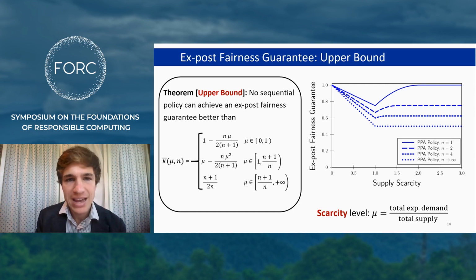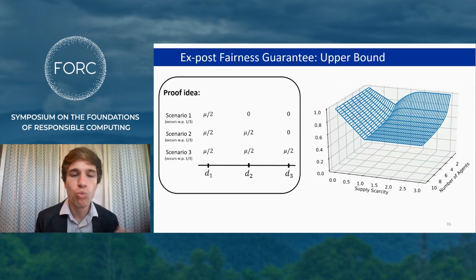Now, where does this bad news come from? Where do these upper bounds come from? Well, to give you some sense, we can look at one example from the family of instances that give us this parameterized upper bound. And so this example on the left is the example when there are 3 agents and when the supply scarcity level is high, when demand is expected to be high relative to supply. And what we have are three equally likely scenarios.